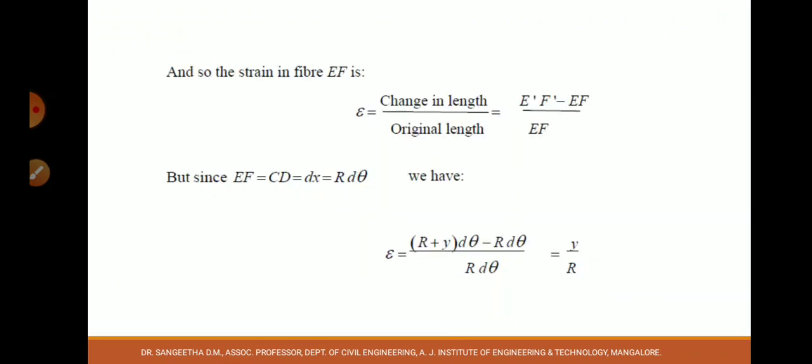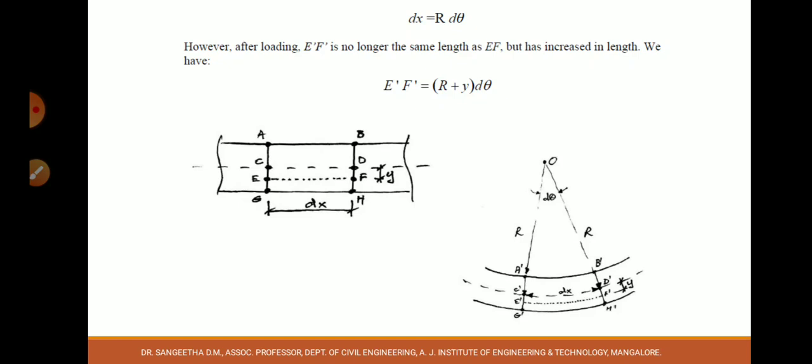And also, the strain in fiber EF is, strain is change in length over original length. So, change in length is E dash F dash minus EF, divided by EF. EF is equal to CD. Initially, EF and CD were the same length. What is CD?